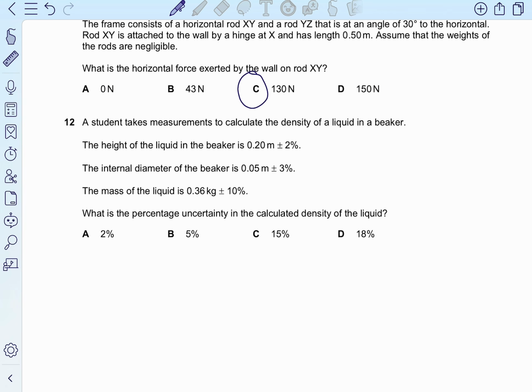Question number 12. A student takes measurements to calculate the density of the liquid in a beaker. The height of the liquid in the beaker is 0.20 meters. The internal diameter is 0.05 meters with an uncertainty of 3%, and the height has an uncertainty of 2%. The mass of the liquid is 0.336 with an uncertainty of 10%. What is the percentage uncertainty in the density? Now, what is density? Density is basically your mass divided by volume. Since it's division, we can add up the percentage uncertainties.